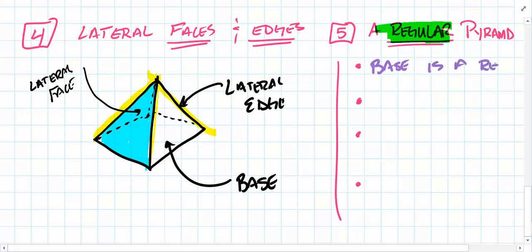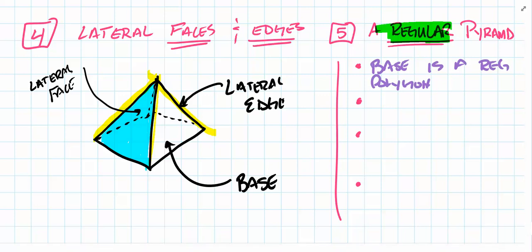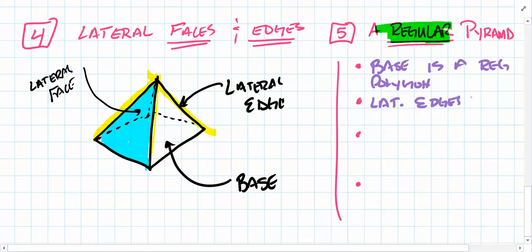So what's a regular polygon? Same angles, same sides. Right? Okay, that's a regular polygon. Second, lateral edges. LAT stands for lateral. Lateral edges must be congruent. So if you take a look at this picture I have over here, these 4 highlighted pieces are my lateral edges. Those need to be congruent. So one can't be longer than the other.